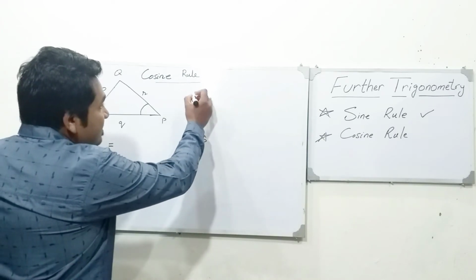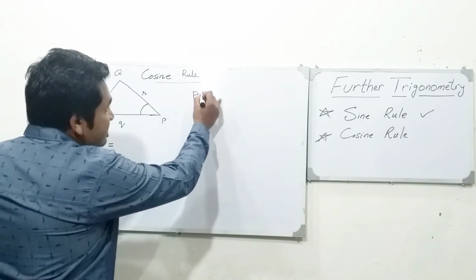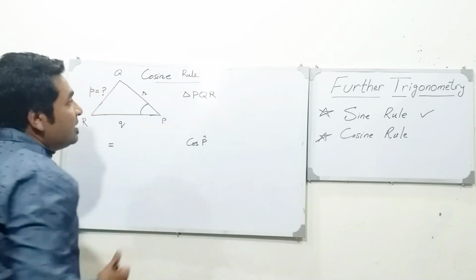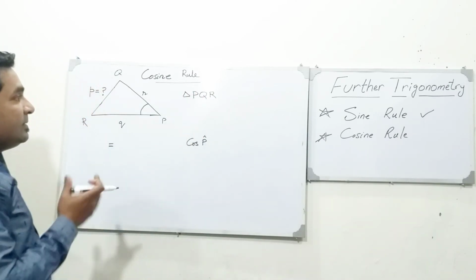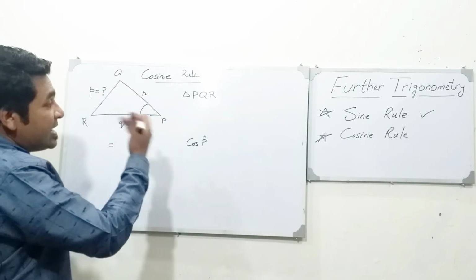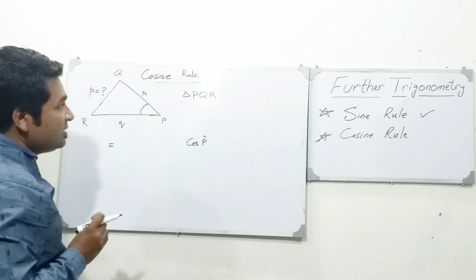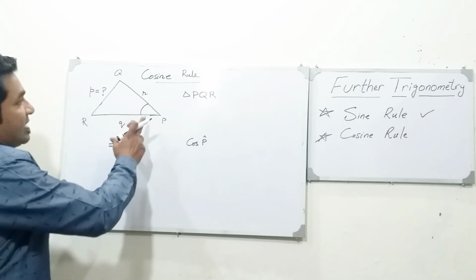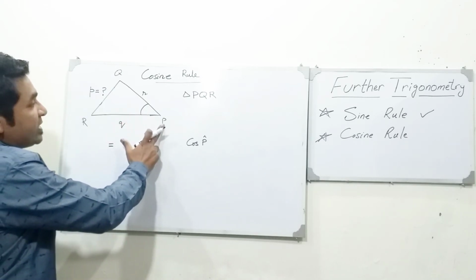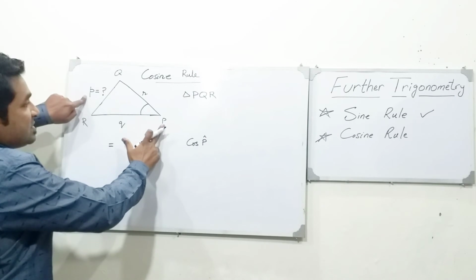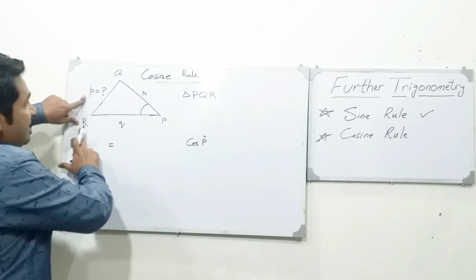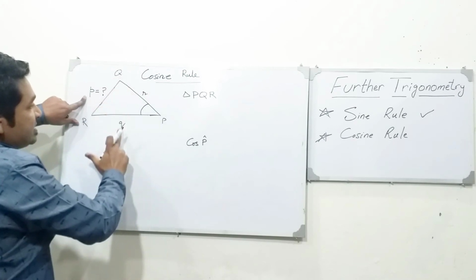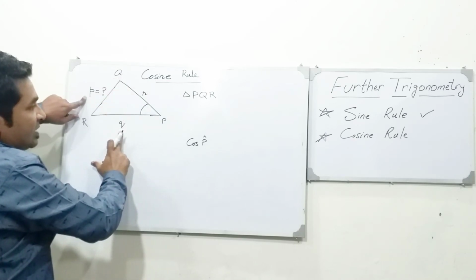Here the order matters. If I have a triangle PQR, then how will I write this formula? This is a very technical thing and you have to learn it. This is vertex P, and the opposite side will be called small p. Vertex R, the opposite side will be called small r. Vertex Q, the opposite side will be small q.